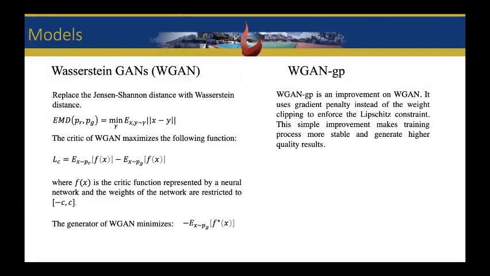WGAN with gradient penalty is an improvement of WGAN. It uses a gradient penalty instead of weight clipping to enforce the Lipschitz constraint. This simple improvement makes the training process more stable and generates higher quality results.